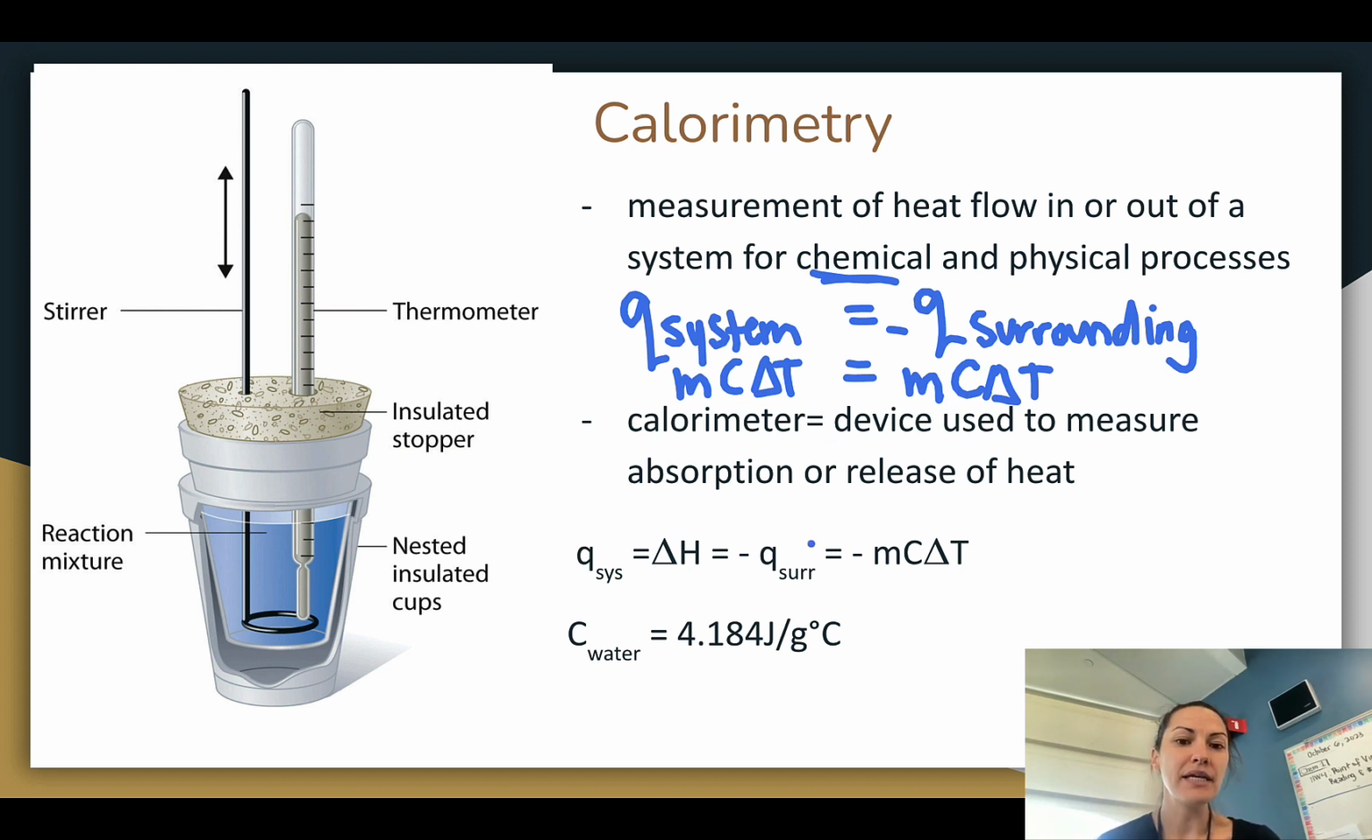We are typically going to use water as the surroundings, okay? The specific heat of water is 4.184 joules per gram degree Celsius, and that is going to be super important for us, so put that at the top of your page and make sure you have that as a reference. 4.184 joules per gram degree Celsius.